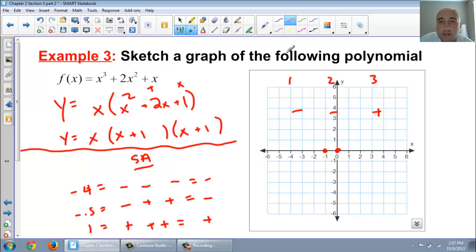Okay, so let's see. Our double root is the negative 1 this time because there's 2x plus 1s. Notice it's negative and negative. It does not change signs, so that's what's important here. Okay, so let's draw our graph.